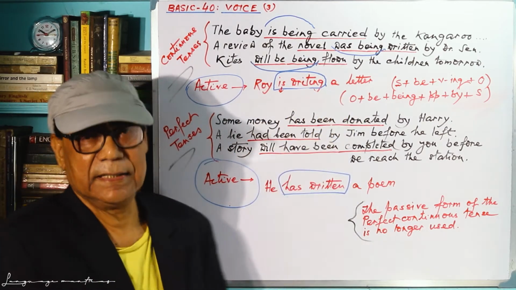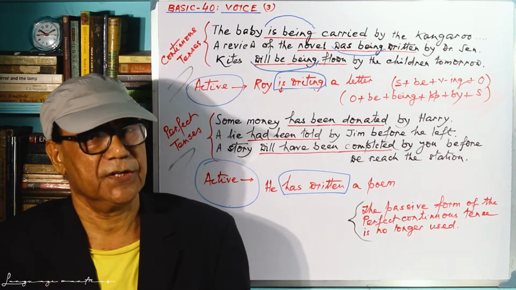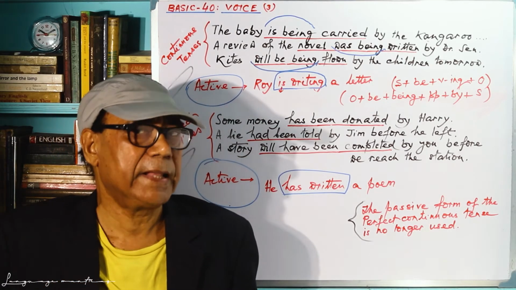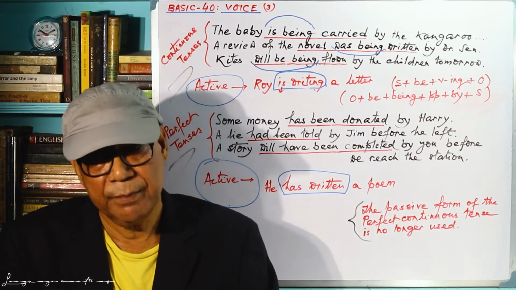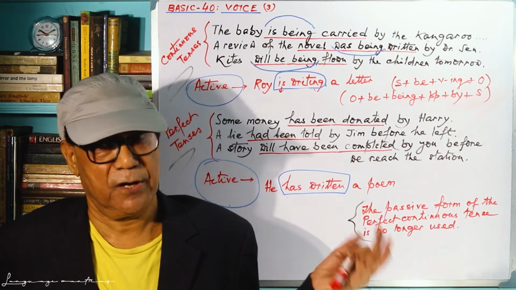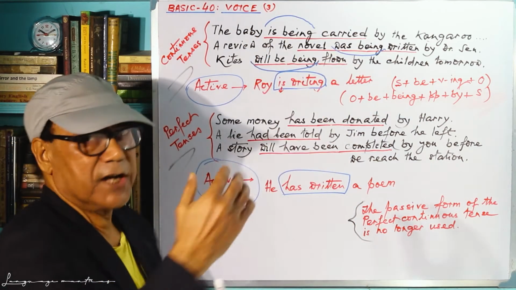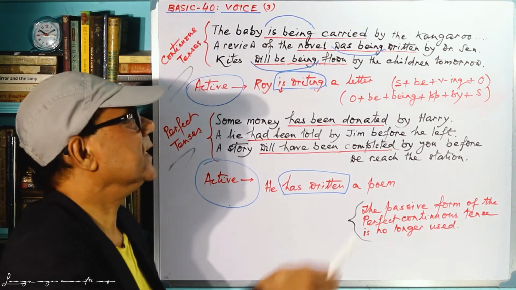Will be being. This is the exact composition in the future tense. The kites will be being flown by the children tomorrow. That means the children will be flying kites tomorrow. Once again, you see these things and try to convert into another tense. It will be easier.